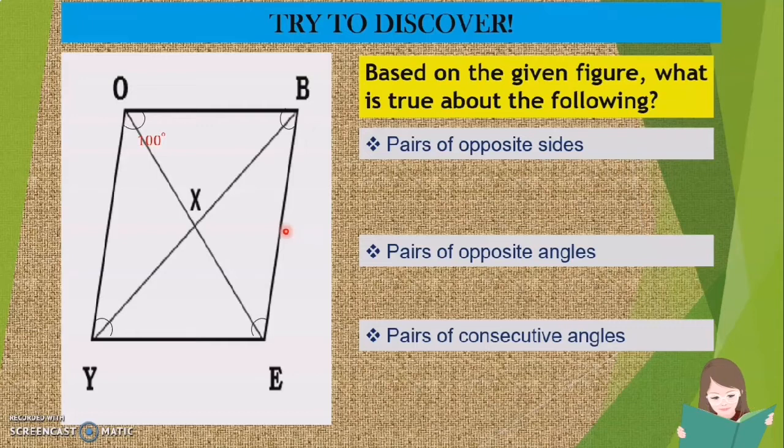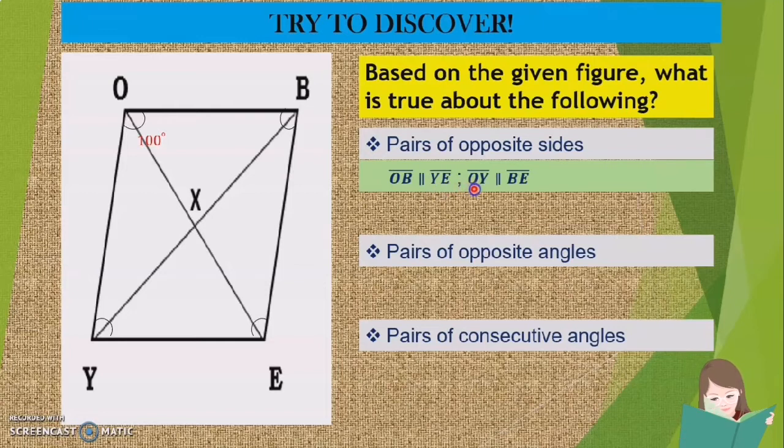How do we call a pair of segments or lines that never intersect no matter how far they are extended? I know that you know the answer, and you are correct. It is called parallel lines. So in symbols, it is written now as segment OB is parallel to segment YE. Segment OY is parallel to segment BE. So in parallelogram OBEY, there are two pairs of parallel sides.